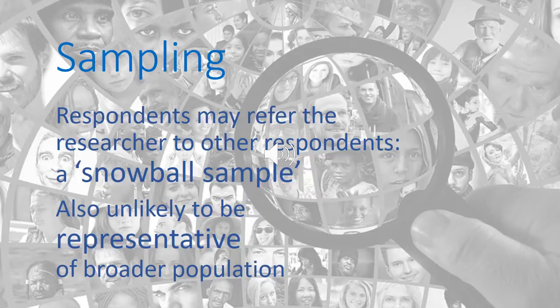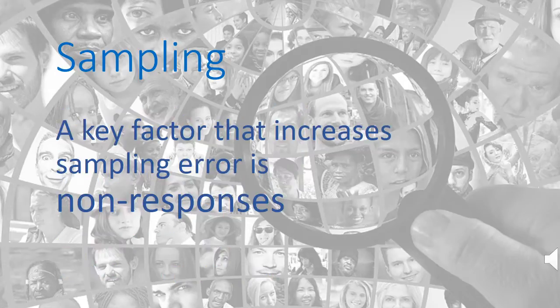A snowball sample may also be used. This is where respondents refer the researcher to other respondents. And this can be an effective way of researching networks, but it is also unlikely to be representative of broader populations. A key factor that increases sampling error is non-responses, where respondents do not answer the questions. A representative sample can be significantly biased when a number of respondents do not complete the interview or questionnaire.